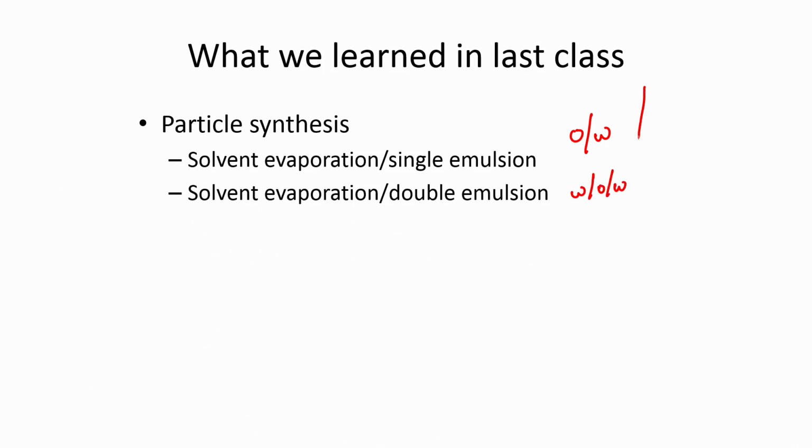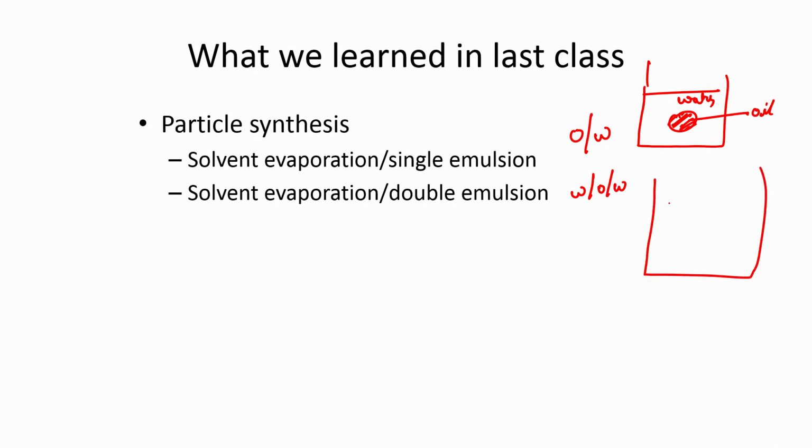So essentially if I draw this schematic, you will have water on the outside and oil on the inside, whereas in the water in oil in water method it is a double emulsion process in which again you will have water outside, and then you will have an oil phase which is then encapsulating water. So those are the few things we talked about.